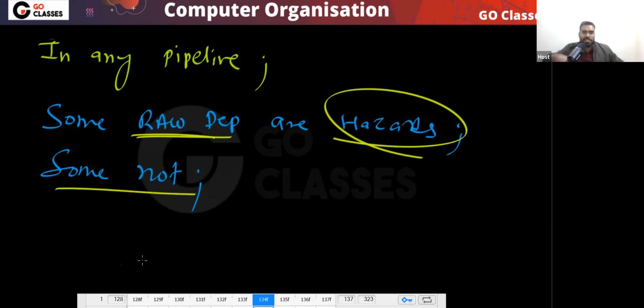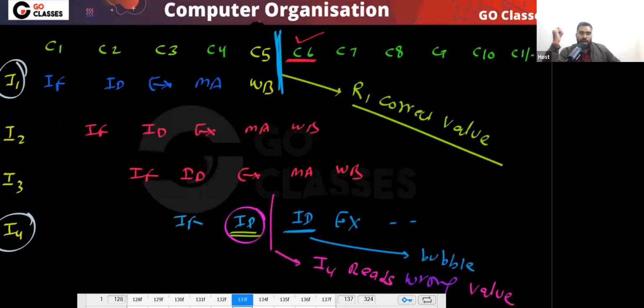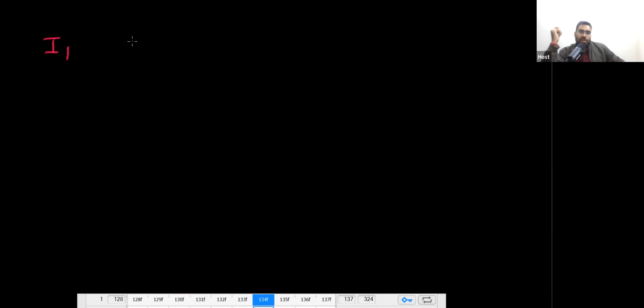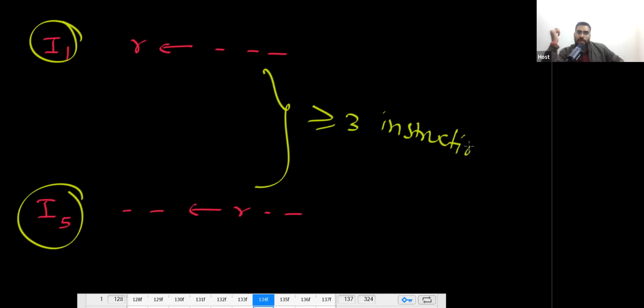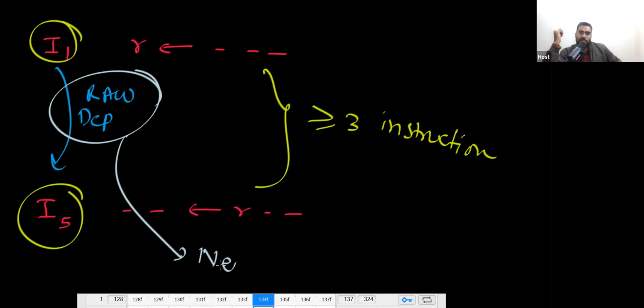For example, in the previous example, if you have this type of situation, and let's assume there is an I5, then can I say that for this dependency, if you have greater than or equal to 3 instructions in between, this will never be a hazard? This is a dependency. Can I say that this RAW dependency is never a hazard? Please tell me.